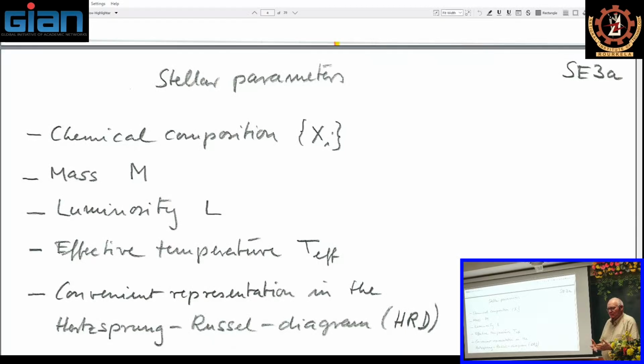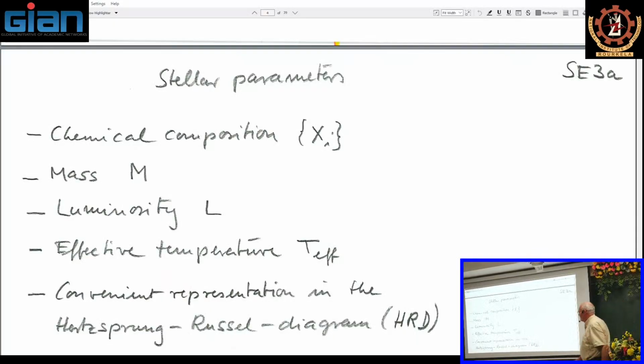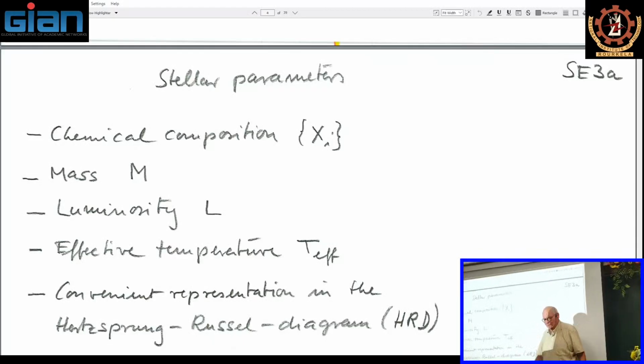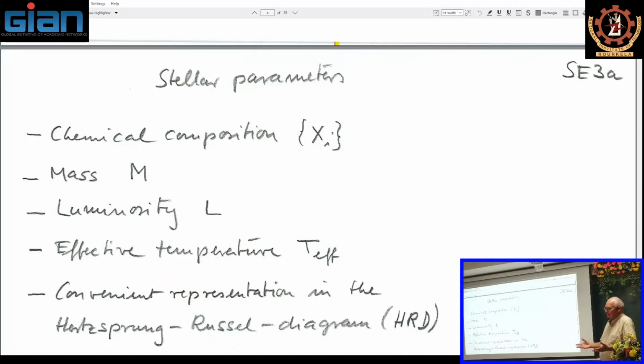The effective temperature is defined by assuming that the star radiates as a black body, and the position in the star where the temperature is equal to this black body temperature is called the photosphere. So at the photosphere, the star has a temperature which is equal to the effective temperature. If we transfer from flux to the luminosity, then the luminosity is the area of the photosphere times the flux.